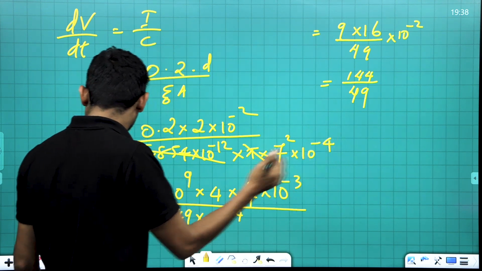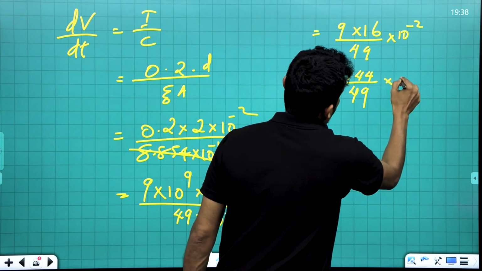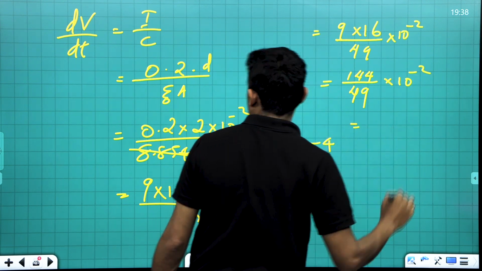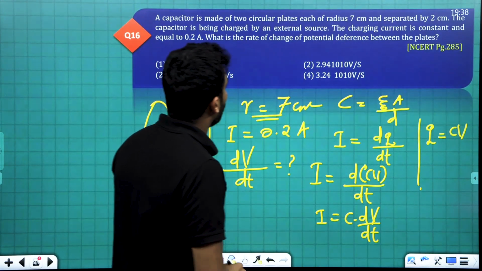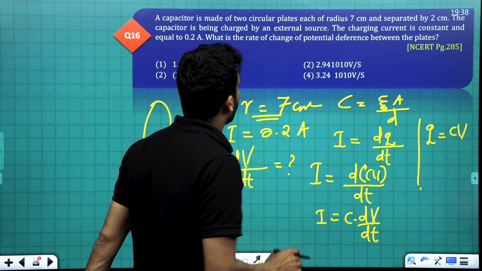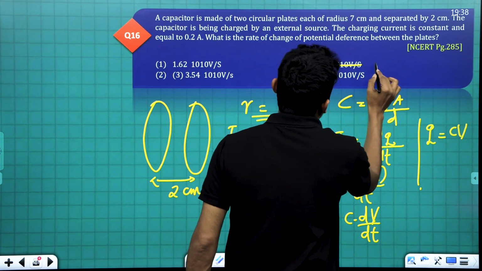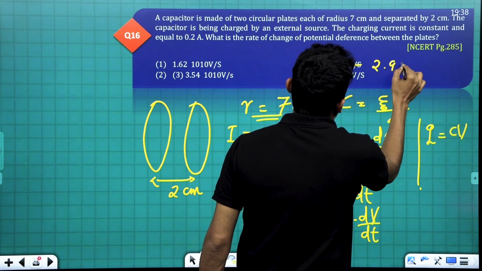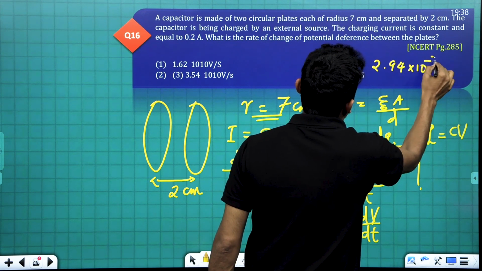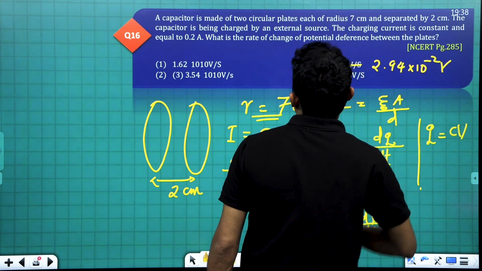Then it is just less than 3. Less than 3 is this one. Okay. So this option you change as 2.94 into 10 power minus 2. Okay. Yes.